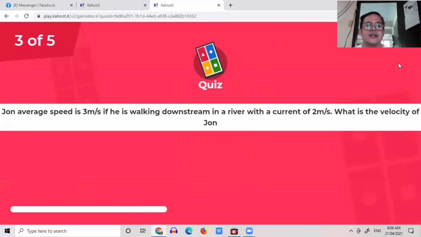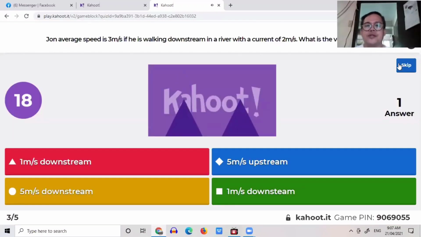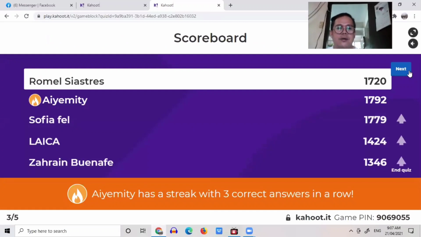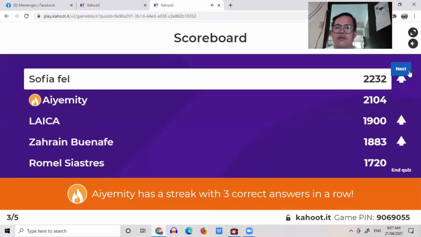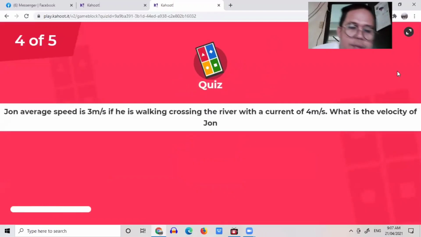Let's go to this. John's average speed is 3 meters per second. He was walking downstream in a river with a current of 2 meters per second. What is the velocity of John? Okay, 9 got a correct answer.